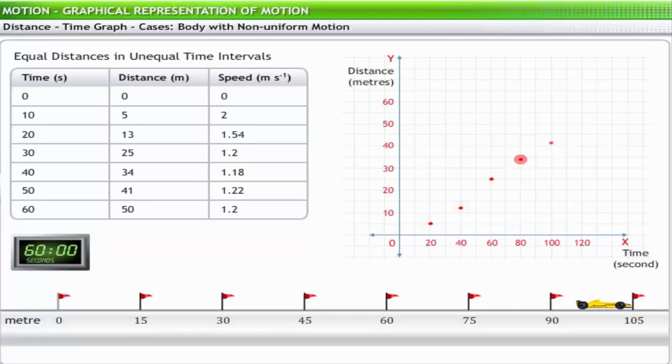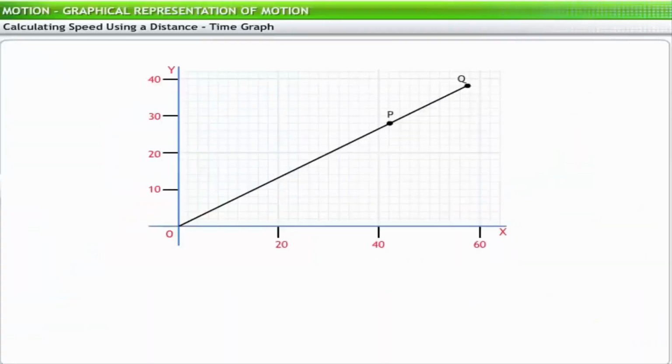Now let us consider a body moving unequal distances in equal time intervals. As you can see, a graph plotted based on the data provided again shows a curve. Now, let's look at how we can use the distance-time graph to make deductions about speed.